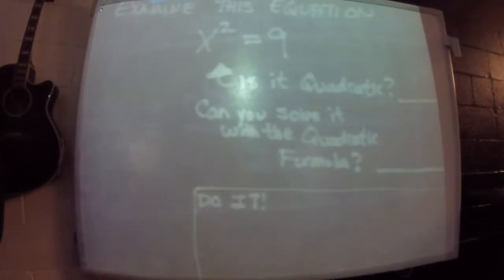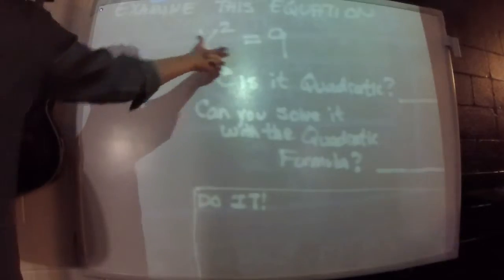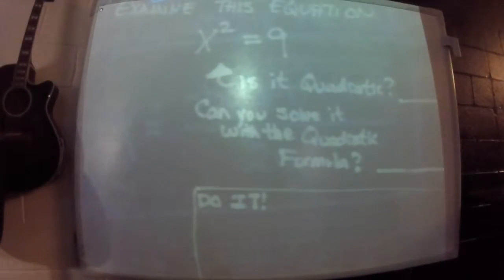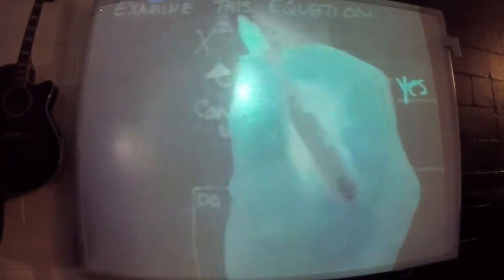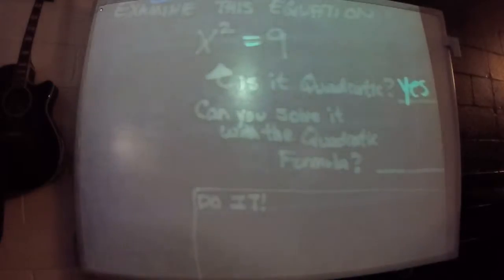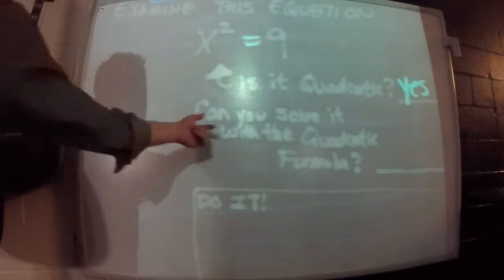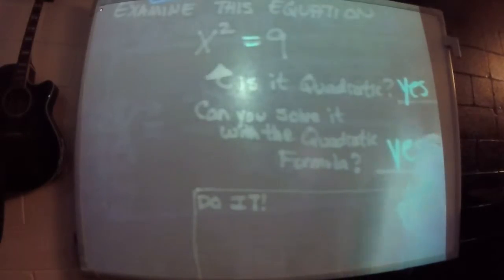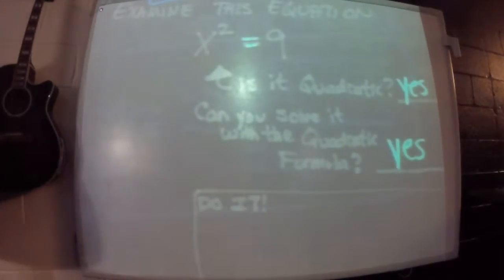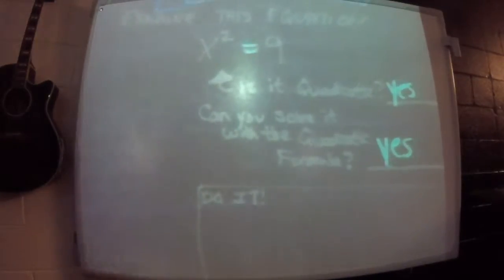So here's this equation, x squared equals 9. Is it a quadratic equation? Yes. How do you know? X squared and then the equal sign makes it an equation. If you have an equal sign, it's an equation, and the x squared makes it quadratic. So it's definitely quadratic. Can we solve it with the quadratic formula? Yes. Any quadratic, if it's solvable, can be solved with the quadratic formula. So we're going to do it.